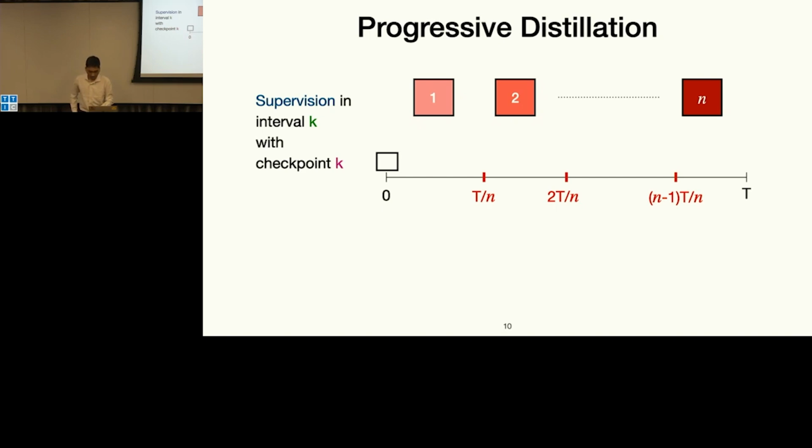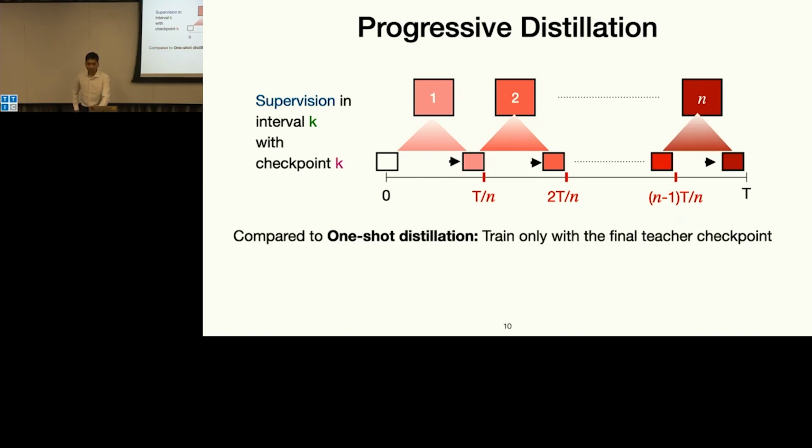So in interval 1, we'll use the supervision of checkpoint 1. In interval 2, we'll use the supervision of checkpoint 2, and so on and so forth. Now this is in contrast to one-shot distillation, where you simply use the final teacher checkpoint to supervise the student. Now both variants, progressive distillation and knowledge distillation, have been used in practice across a wide variety of applications.